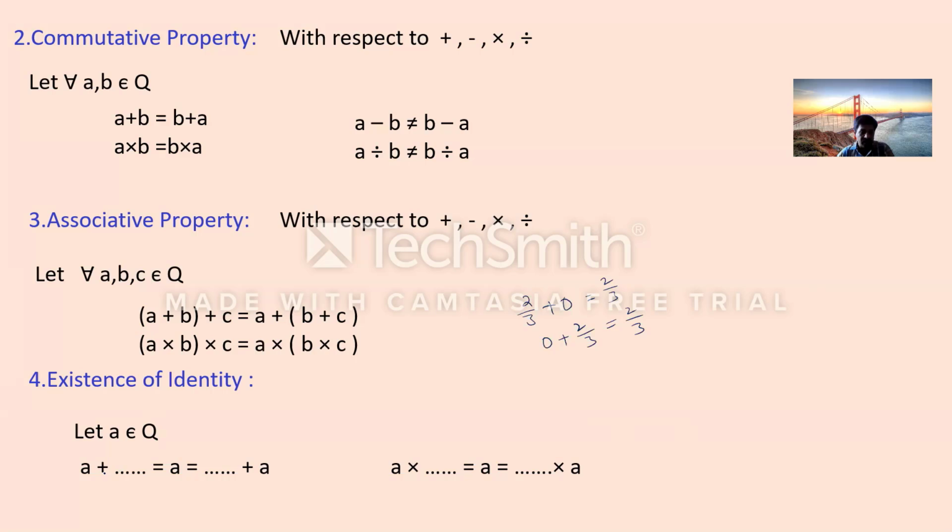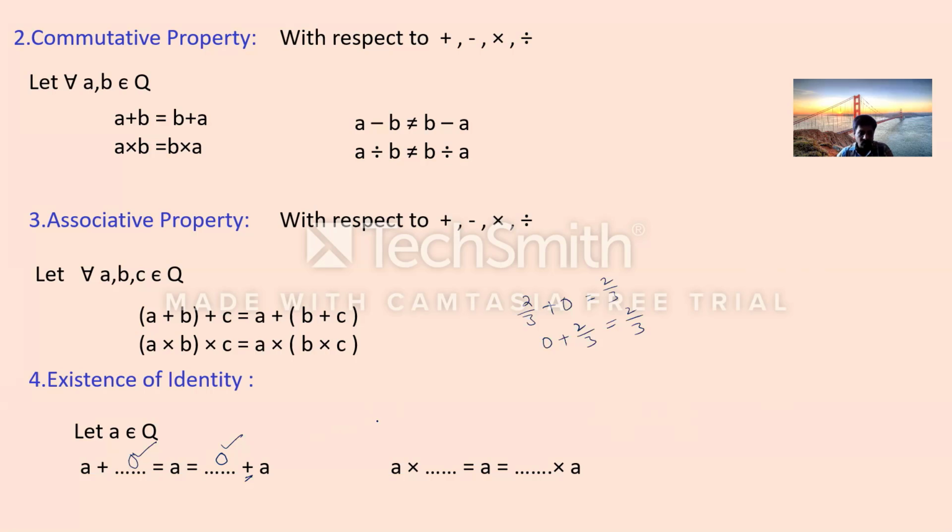So a plus what will give you a? Here obviously we should write 0. A plus 0 equal to a, and 0 plus a is also a. That is why we can say this 0 is the identity element with respect to addition. Here we are adding. So by what number you are adding? With 0. That is why 0 is the additive identity.